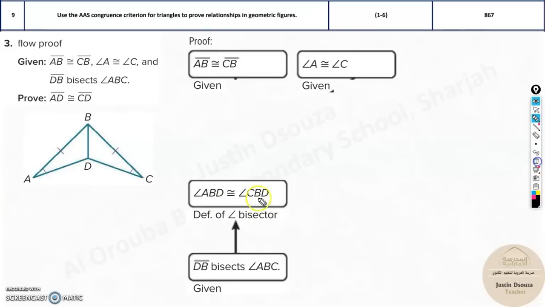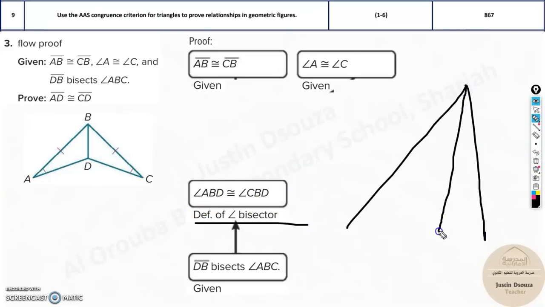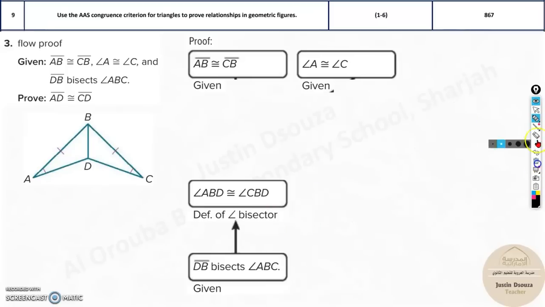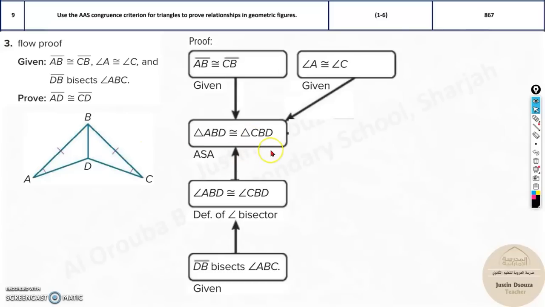Why do we get this? Because that is the definition of the bisector. A bisector over here means a line. This is the bisector. It cuts this angle into two equal parts. If this angle was 60, it will cut into 30 and 30 equally. Okay, that is about the angle bisector. Now we have angle, side, and this angle over here. So we can easily tell because of the ASA postulate, it is congruent. So this is how we can easily solve it.